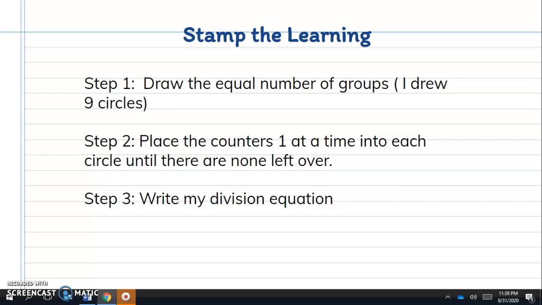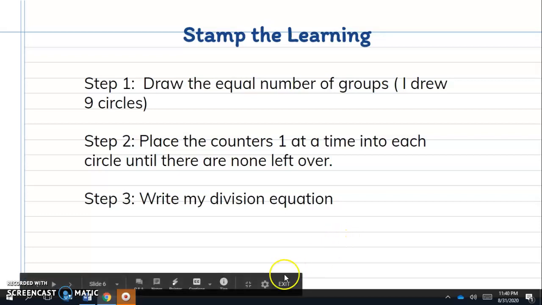Remember, my division equation, I had 27 balls that were being divided or split into 9 equal groups. Always remember, you have to identify what you are splitting. What is being split into equal groups? So, what is being split? Divided into the equal number of groups.